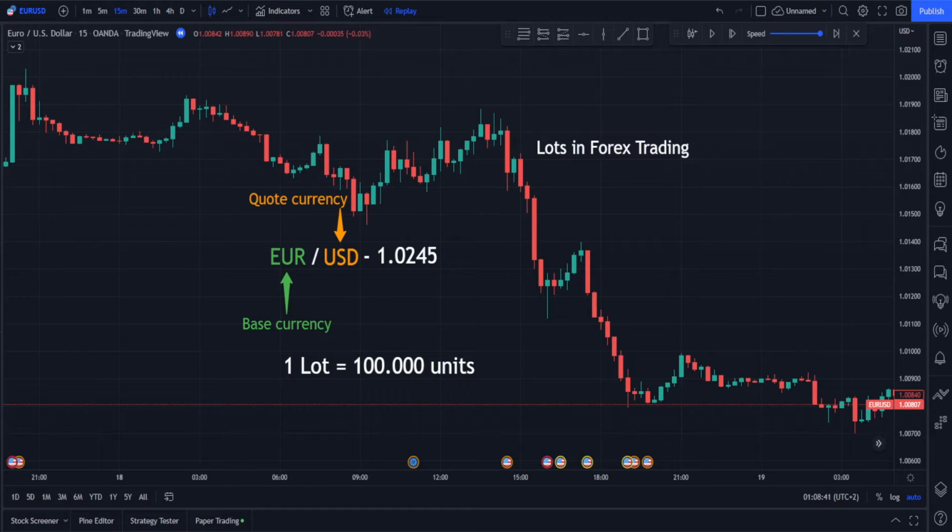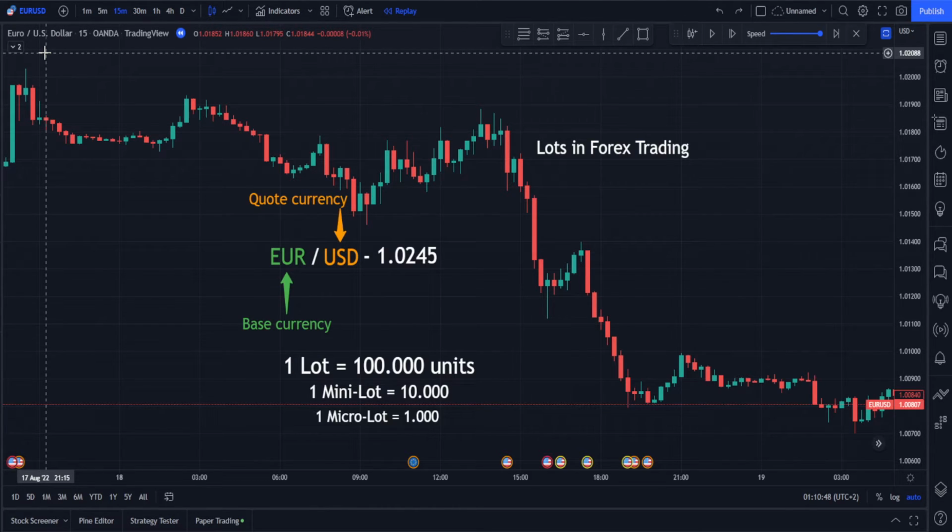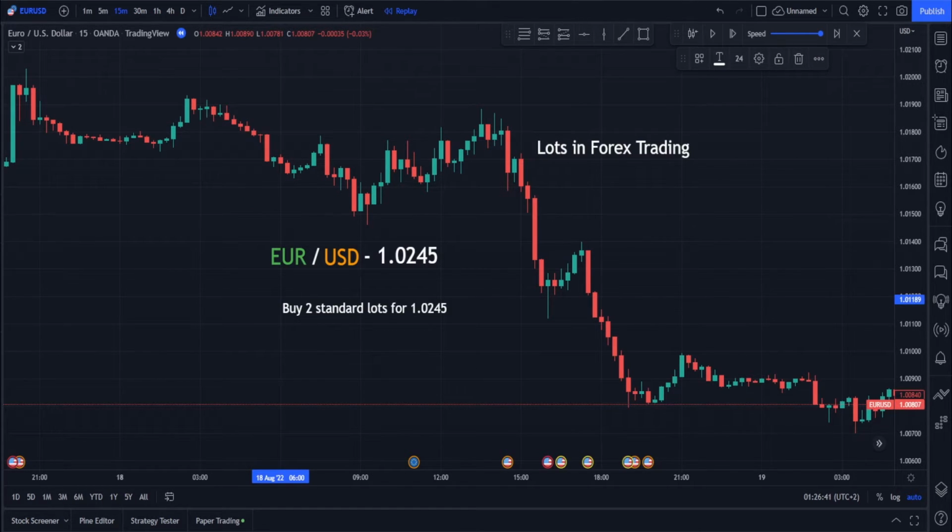In forex trading, we use lot sizes to define the amount we want to buy or sell. One standard lot is the same as 100,000 units of the base currency in the pair you are trading. A mini lot is 10,000, a micro lot is 1,000, and a nano lot is only 100. When you want to buy or sell a currency, you need to specify the amount you want to trade, and this is quoted in lots. For example, you want to place a buy order for 2 standard lots.